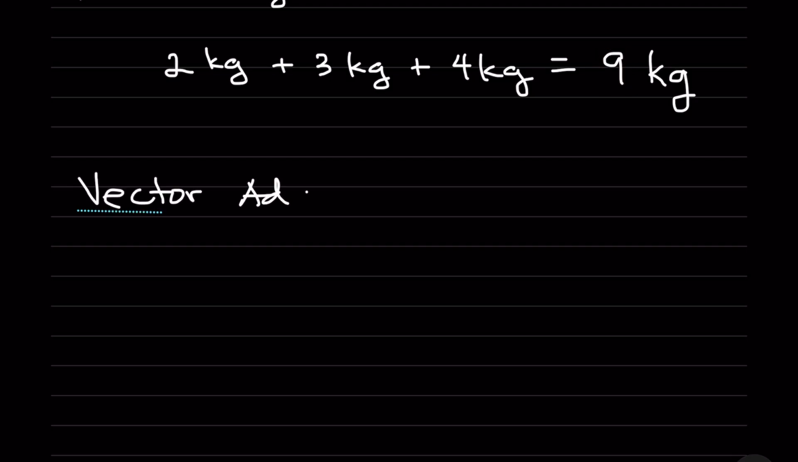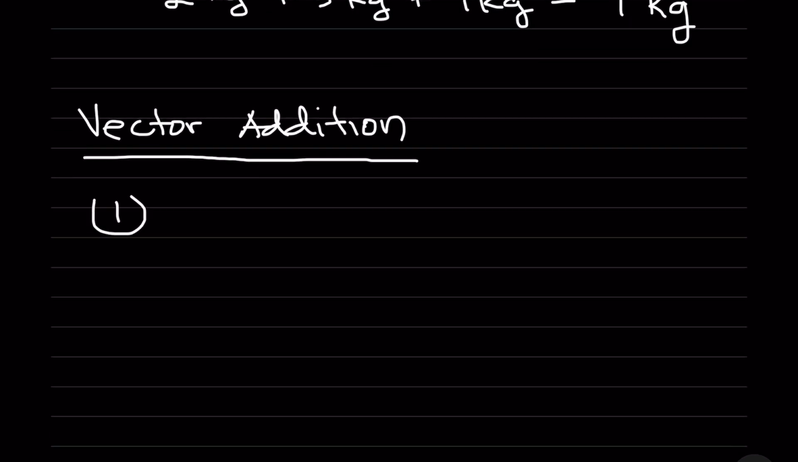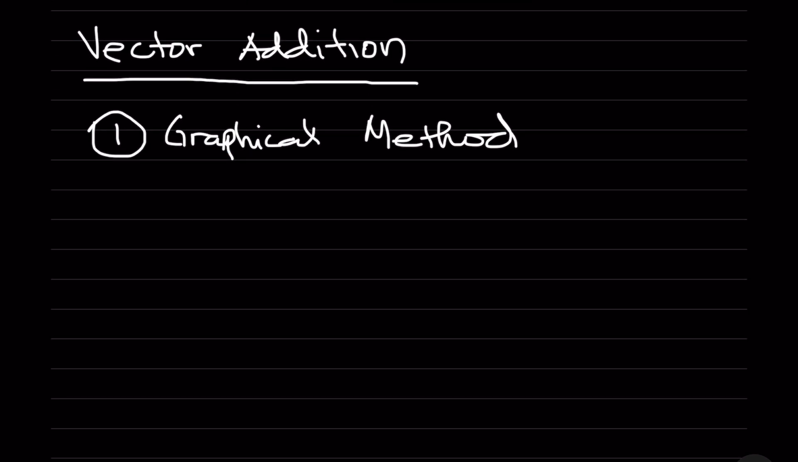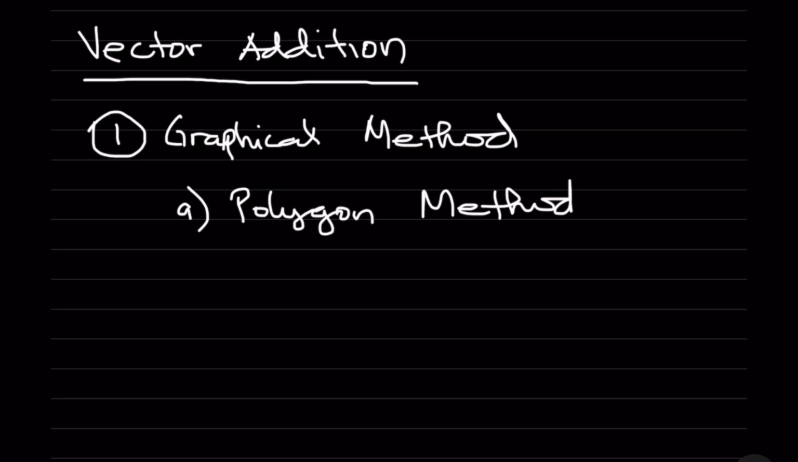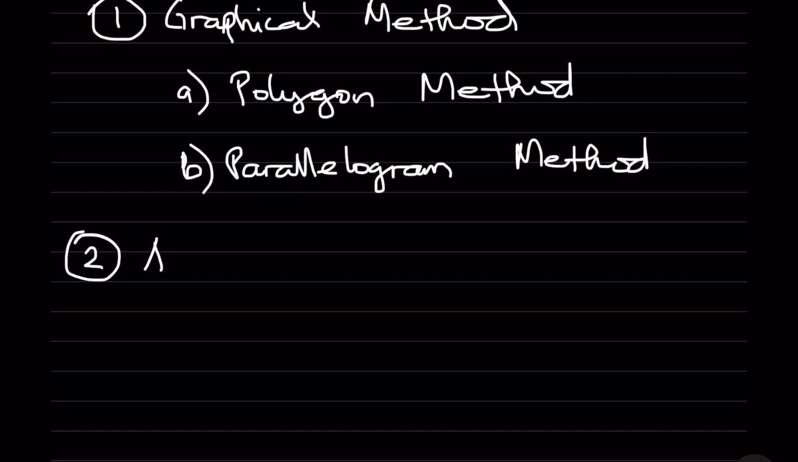On the other hand, for the case of vector addition, it's a little bit more complicated than that because you have to consider not only the magnitude but also the direction. We have several ways of doing it. The first one is using the graphical method, and under it, there is a polygon method and a parallelogram method. There's also another way called the analytical method.